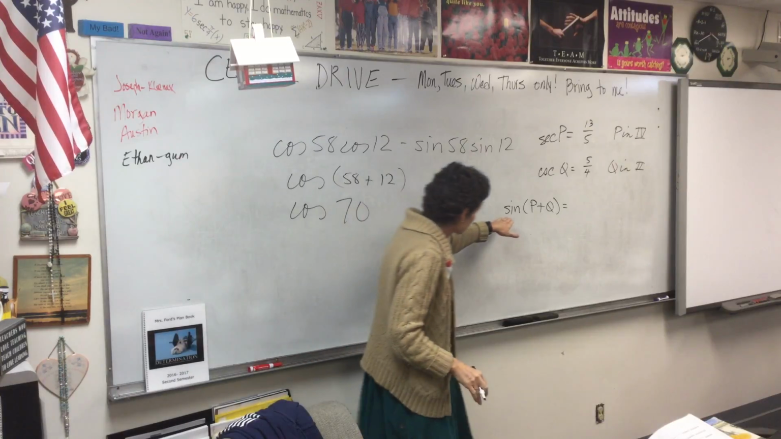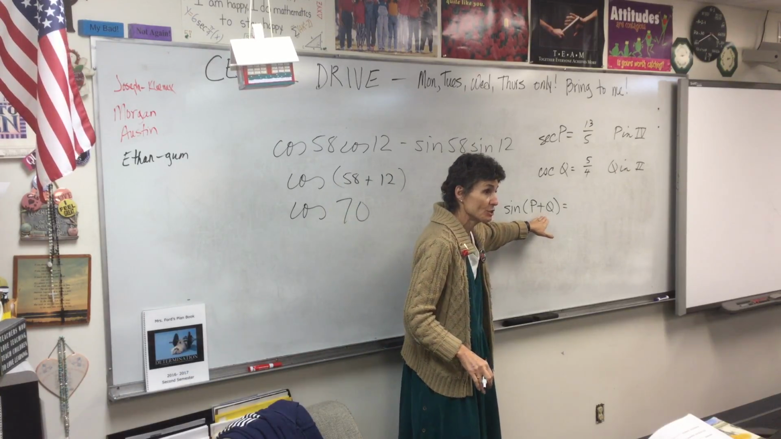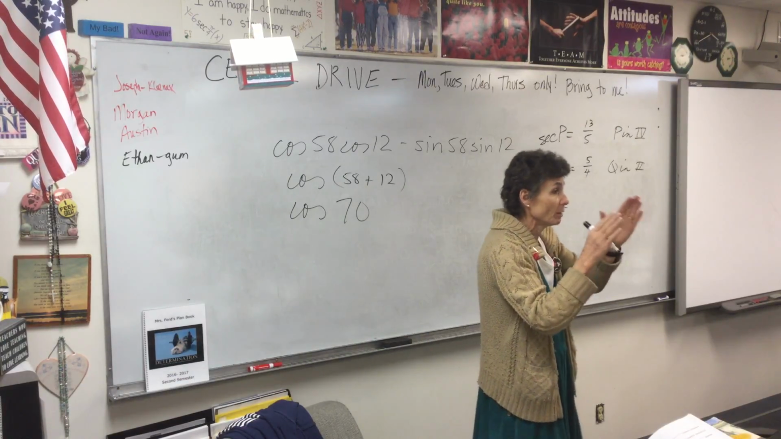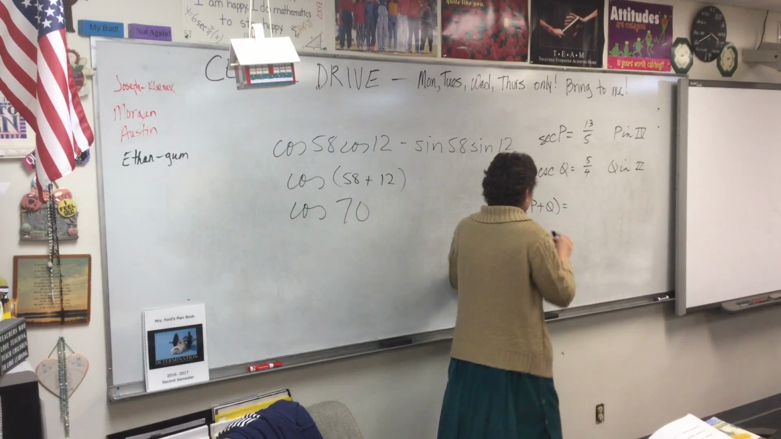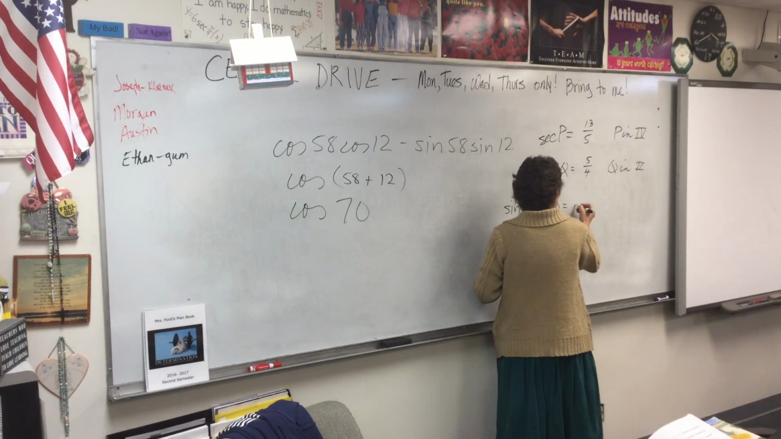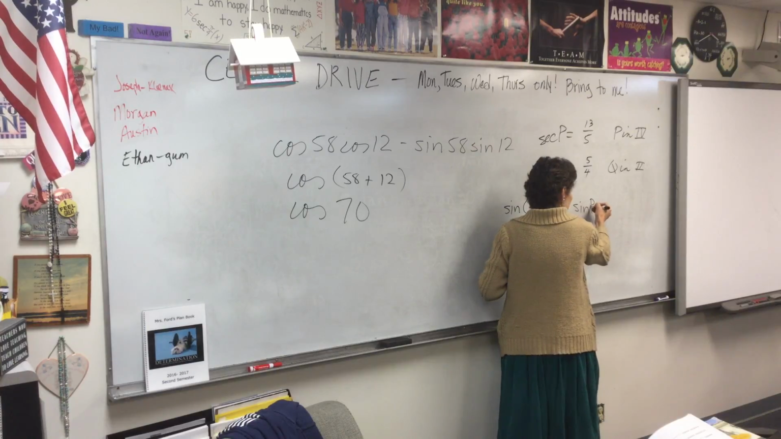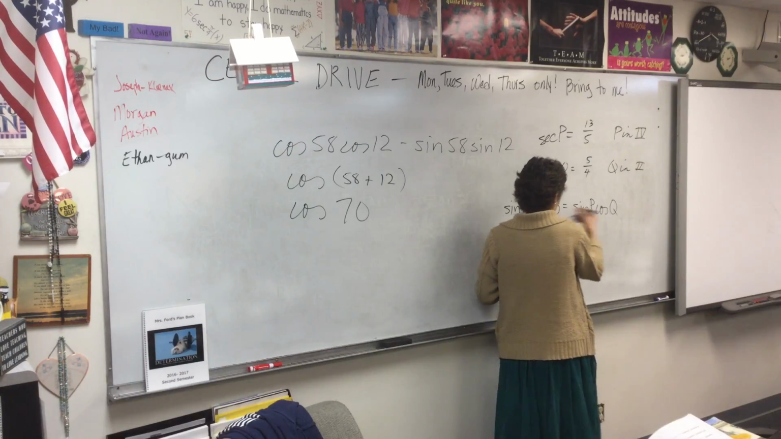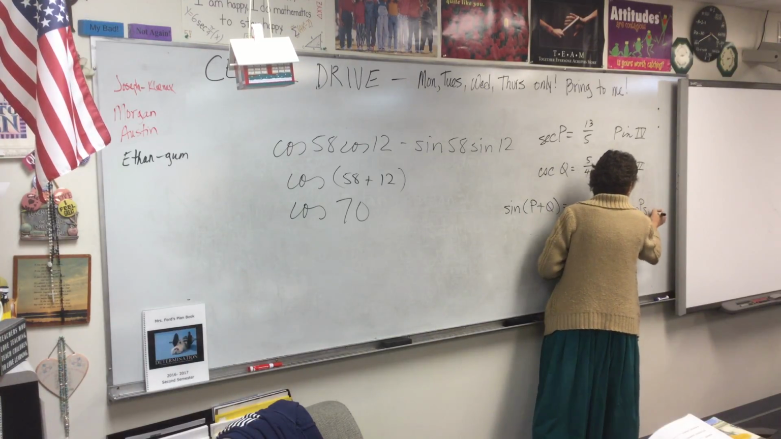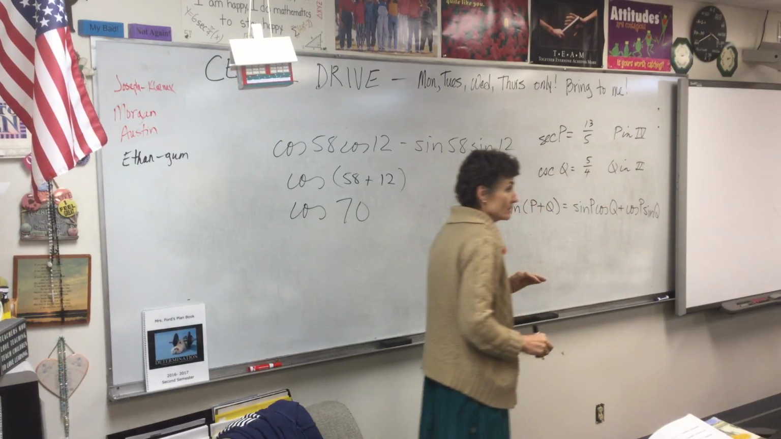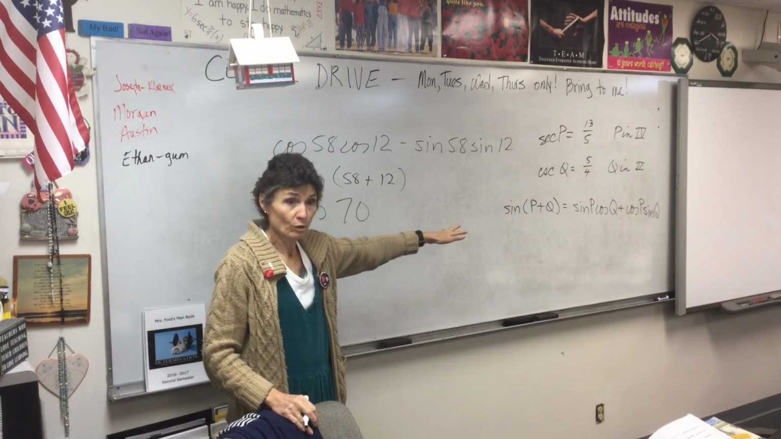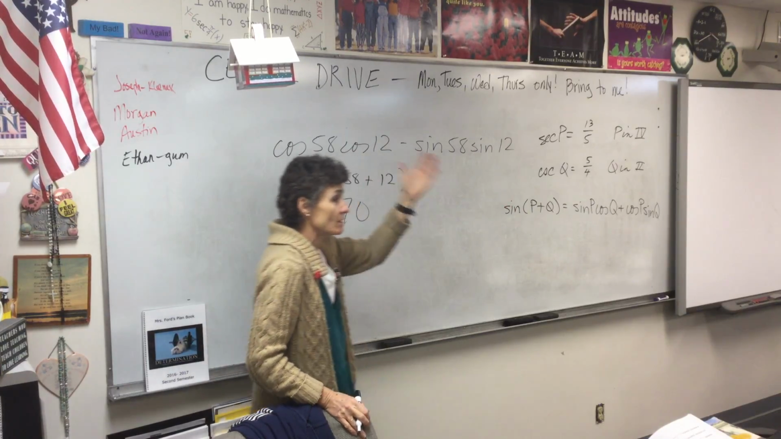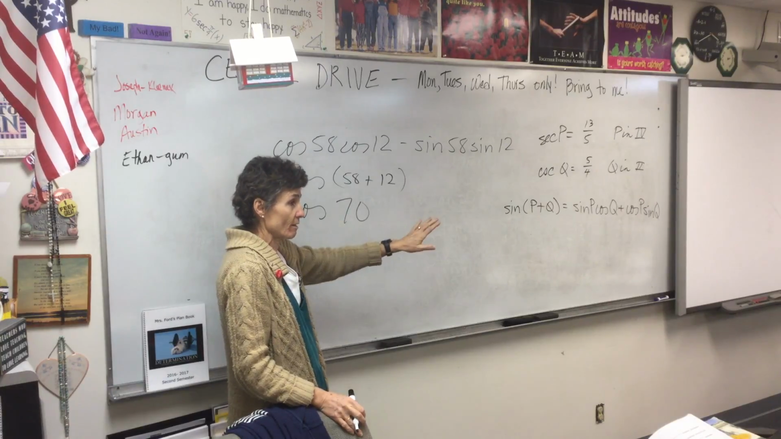Now, when you see this, the sine of P plus Q, what pops into our head? The sine of U plus V, the sine of P plus Q. What do we know? What do we have here? Sine P cosine Q plus cosine P sine Q. So that's the formula we know we're going to use. When you see sine, cosine, tangent, U plus V, U minus V, you got a formula immediately. Go there.